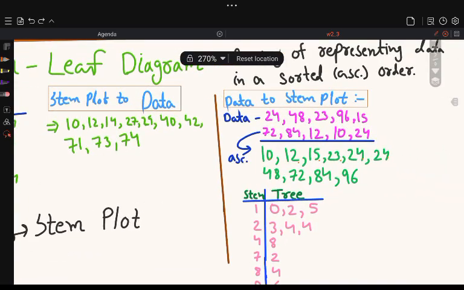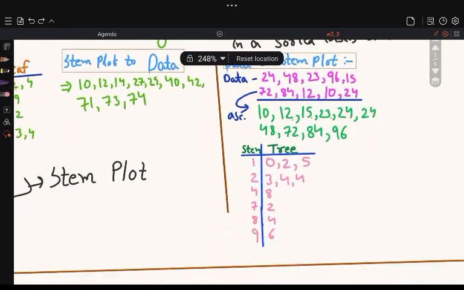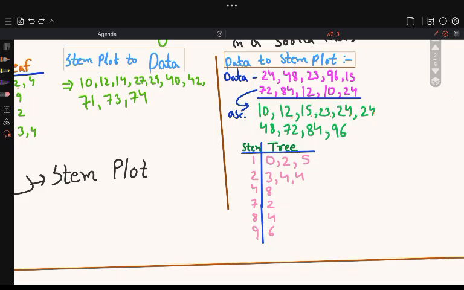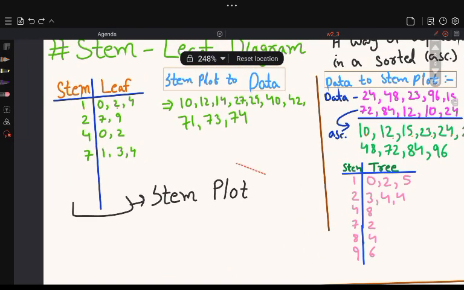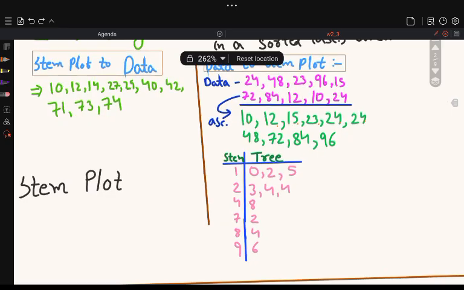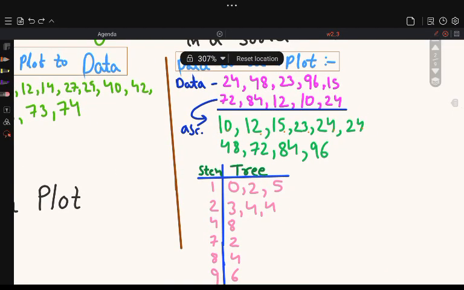So if the data is given to us, how can we convert it into a stem plot? We saw how we can acquire the data from the stem plot. Now we will do the reverse of it. We will take data and then convert it into a stem plot. To convert the data into a stem plot, first arrange the data in ascending order. See, it was data, and I arranged it into ascending order.